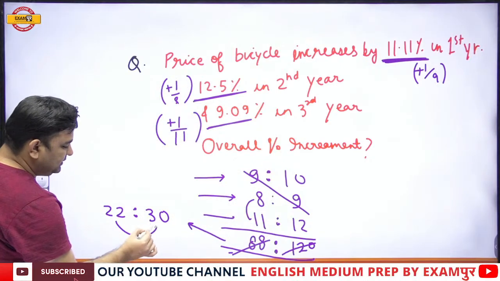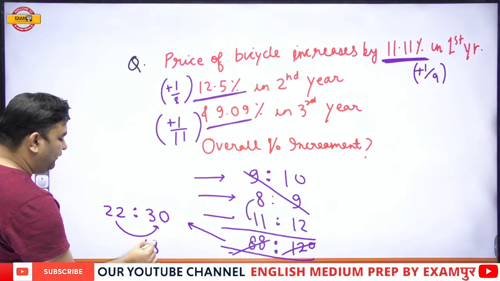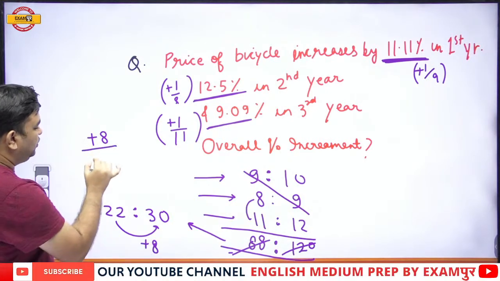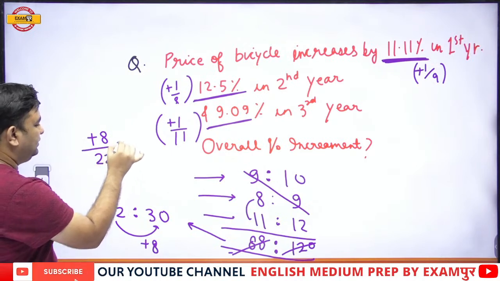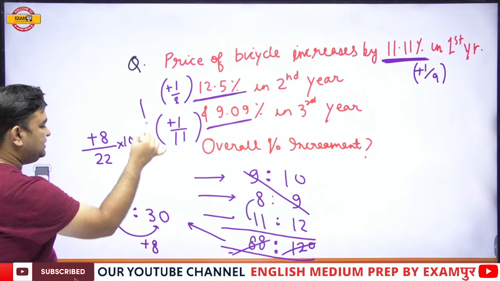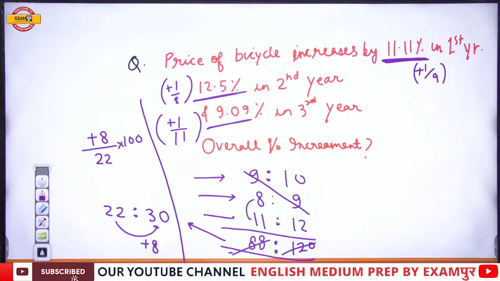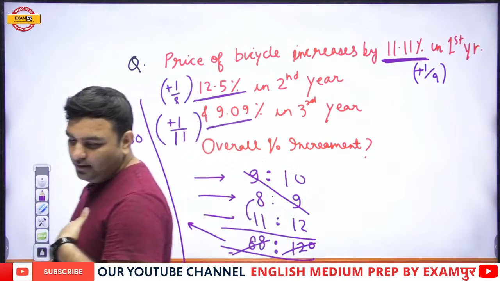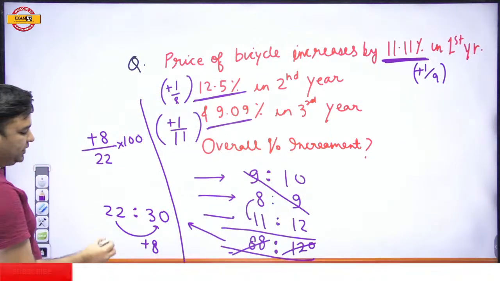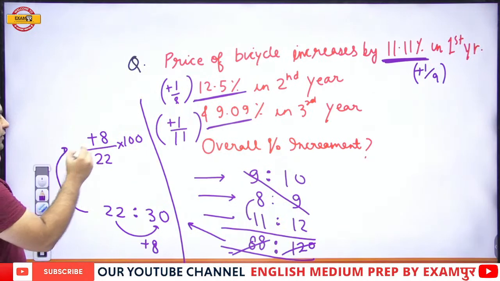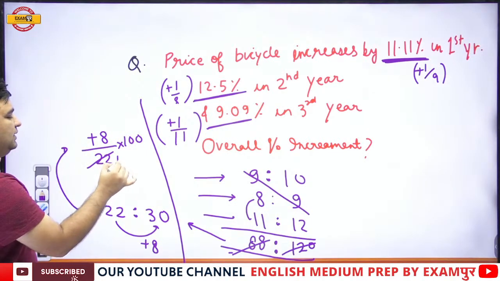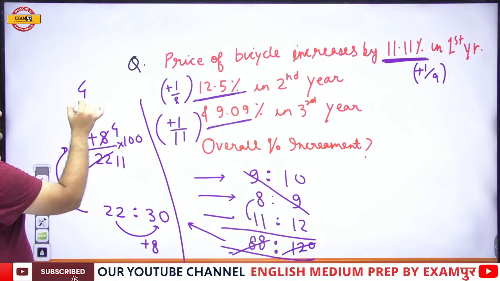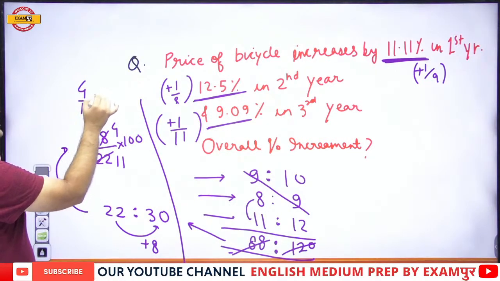How much is it? Increment of 8. Increment of 8 over 22 into 100. To convert into percentage, you have to multiply by 100. So basically it is 4 by 11 into 100.